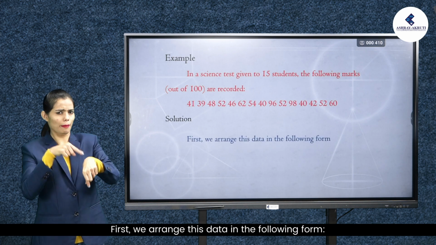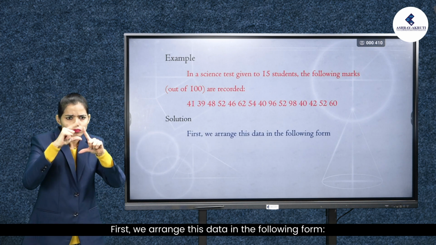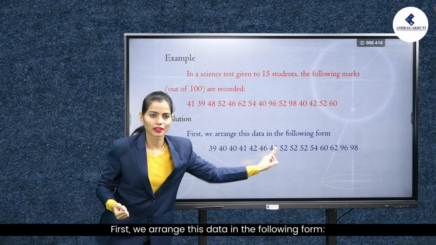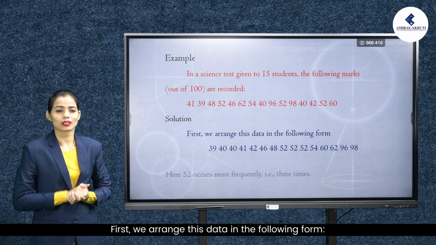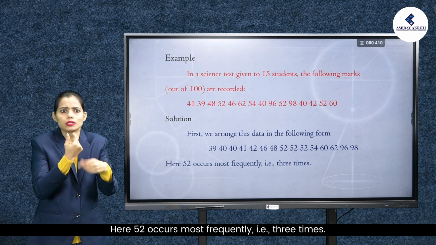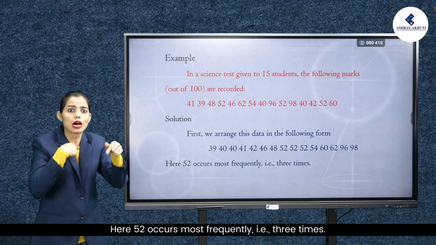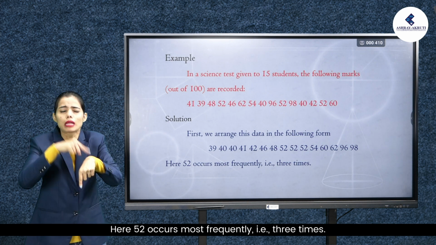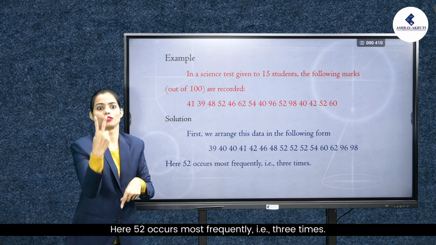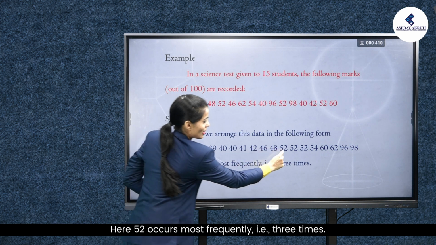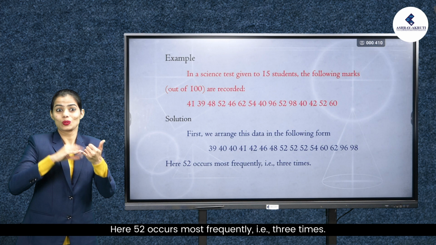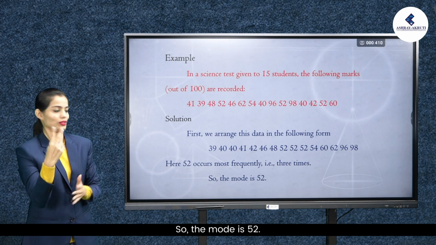Solution. First, we arrange this data in the following form. Here, 52 occurs most frequently, that is 3 times. So, the mode is 52.